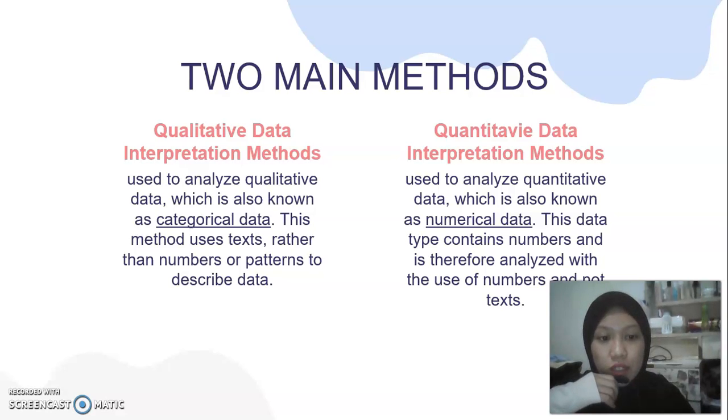And the methods, there are two main methods: first, qualitative data interpretation methods, and the second is quantitative data interpretation methods. Qualitative interpretation is used to analyze qualitative data, which is also known as categorical data. This method uses text rather than numbers or patterns to describe data. But quantitative data is also known as numerical data, and this data type contains numbers and is therefore analyzed with the use of numbers and not text.